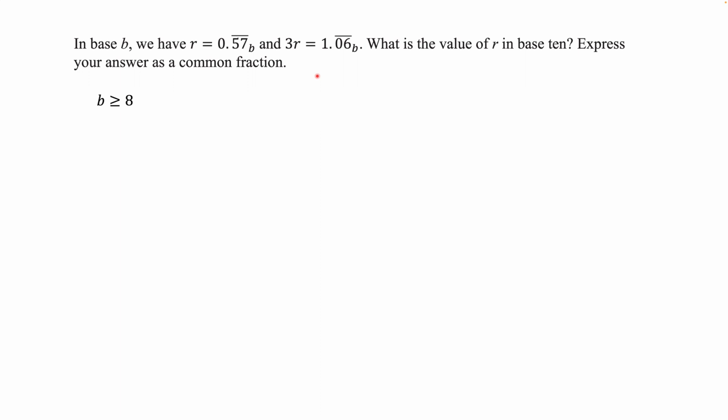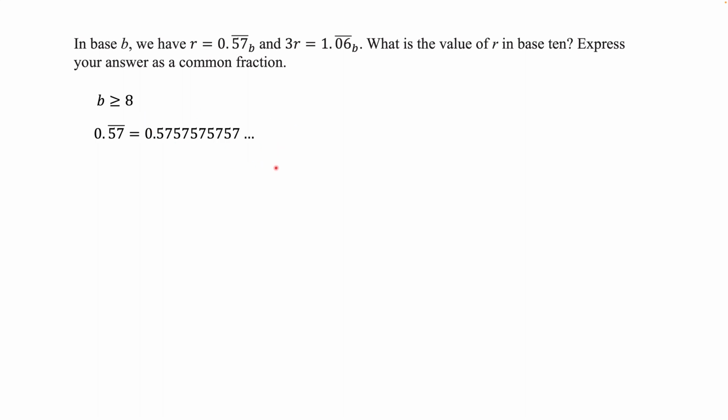The next thing you want to do is figure out how to deal with these bars, what a bar means. A bar means a period. So if I have 0.57 bar, it means that 57 repeats itself forever: 57, 57, 57, and so on. And whatever this 57 bar is, whatever base it is, it can be represented like this.